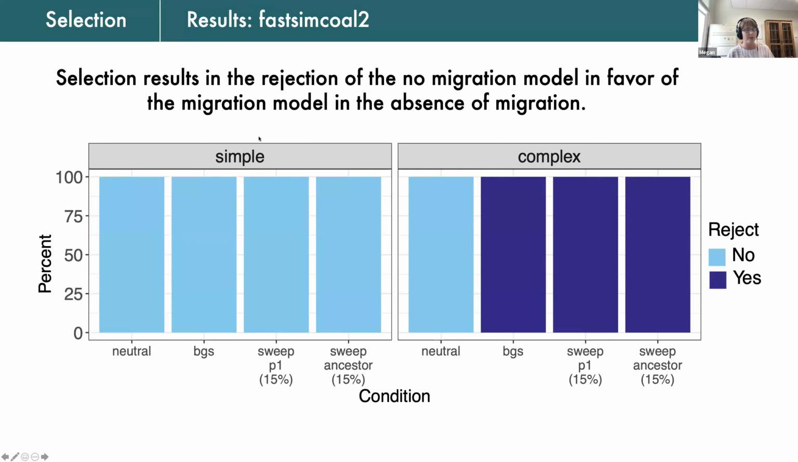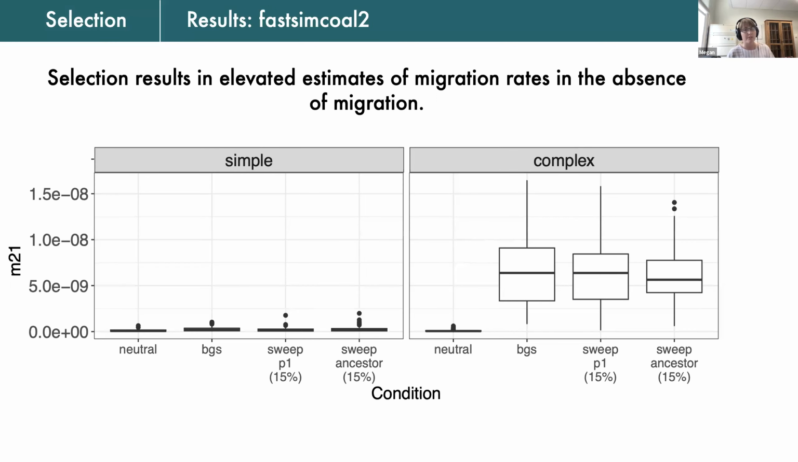So when we have a simple genomic architecture, even when there is selection, we never reject that divergence-only model, so we're doing a great job. But when we overlay that onto a complex genomic architecture, then add selection, we always reject that model in favor of a migration model. And so we're getting things wrong 100% of the time. We can also look at estimated migration rates, and we see the same pattern. When we combine a complex genomic architecture with selection, whether that's background selection or selective sweeps, we infer non-zero migration rates.